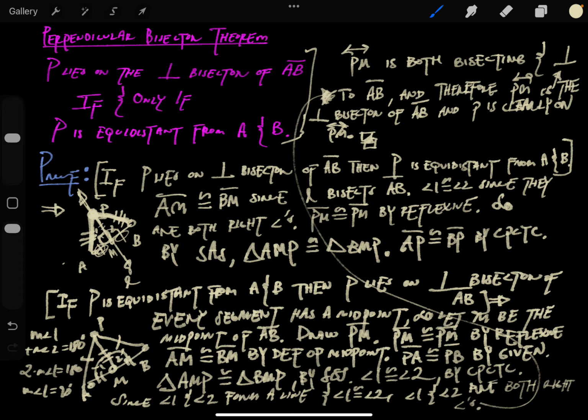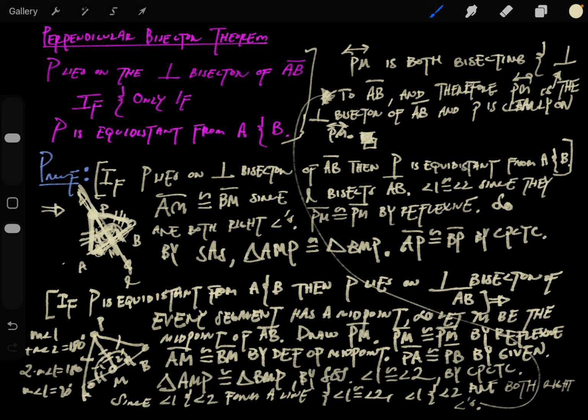Let's go over that last bit again. I now have that these two angles are right angles, so this line, PM, is indeed the perpendicular bisector. Why? It bisects AB, because it goes through M, and M is the midpoint. The only thing I needed to show was that it's perpendicular.